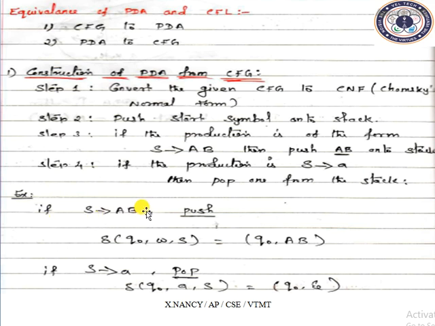If S produces AB, the push operation is performed. This denotes a transition function δ(Q0, W, S), where Q0 is our initial state, W is our string, and S is our start symbol, and it produces (Q0, AB). This shows that AB, the combination of non-terminals produced by S, is pushed onto the stack. Or else, if S produces small a, which denotes a terminal, the pop operation is performed. The transition function for this is δ(Q0, a, S) produces (Q0, epsilon). This epsilon denotes that we are going to pop the value from the stack.